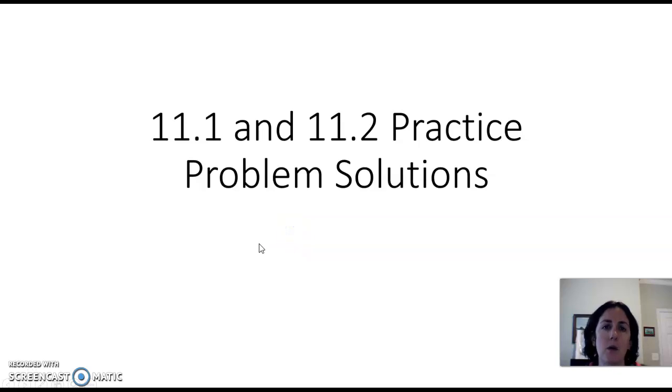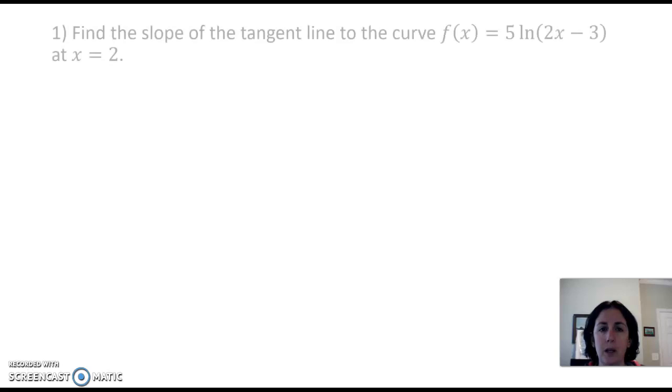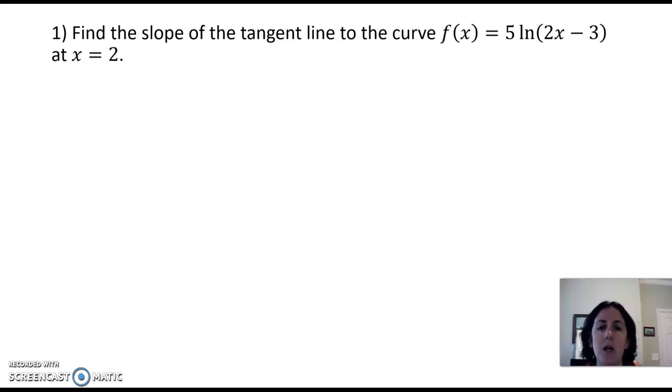Let's take some time to go over the solutions to those practice problems from 11.1 and 11.2. So let's find the slope of the tangent line to the curve f of x equals 5 times the natural log of 2x minus 3 at x equals 2. So here we're just looking for the slope of the tangent line.